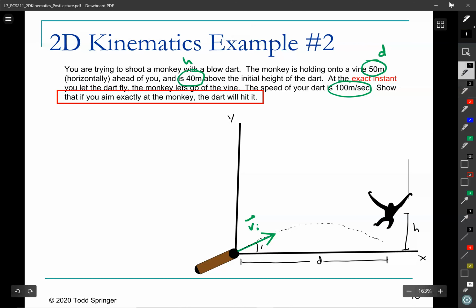This angle here, let's call it theta, is the same angle as the triangle formed by D and H, right? So I've got a triangle which looks kind of like this. This is H, and this is D, and this is theta. And the initial velocity is in that direction because I'm aiming directly at the monkey, VI, like that. Okay.